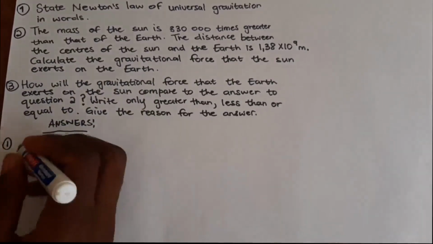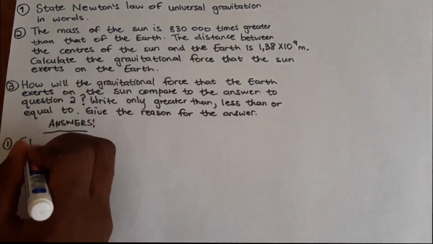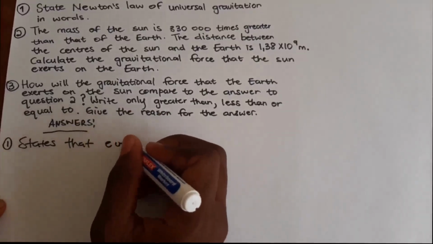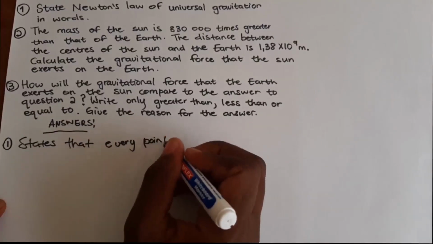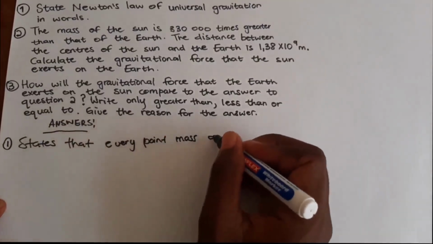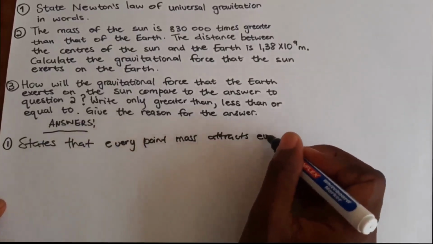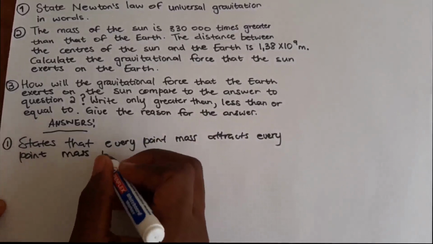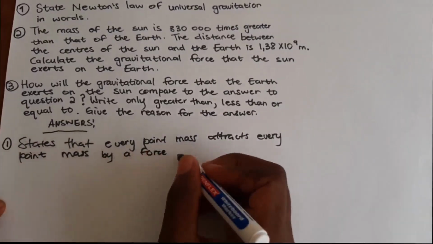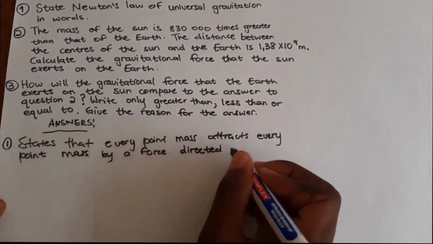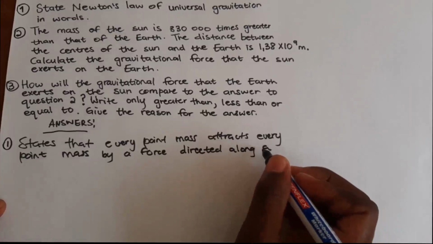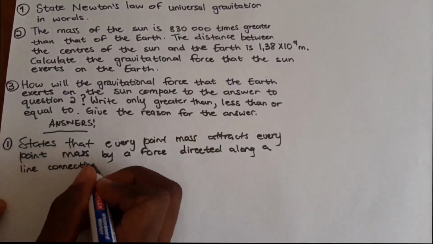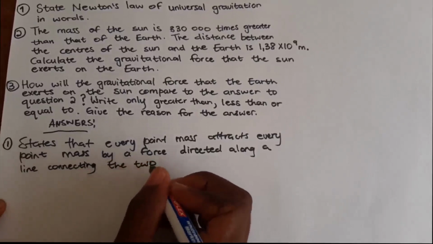So Newton's law of universal gravitation states that every point mass attracts every point mass by a force directed along a line connecting the two.